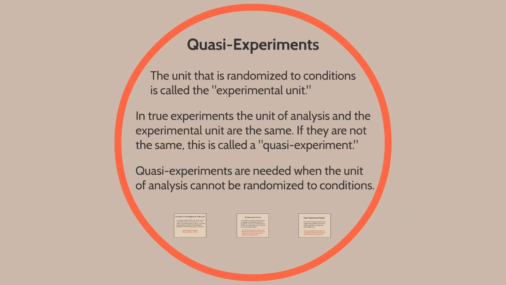So I've just shown you, or told you, how you can determine if it's a quasi-experiment. If the unit of analysis and the experimental unit are the same, when the researcher is intervening in the environment, it's a true experiment. If they're not the same, it's a quasi-experiment.